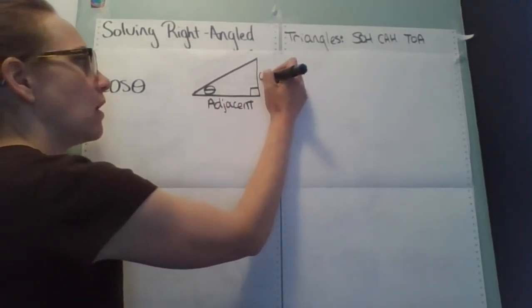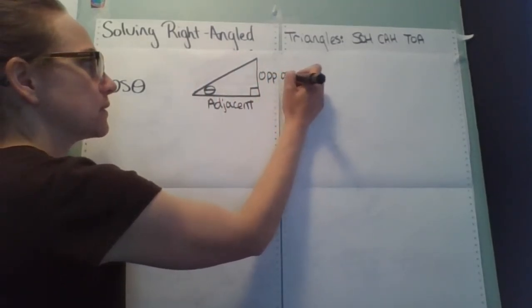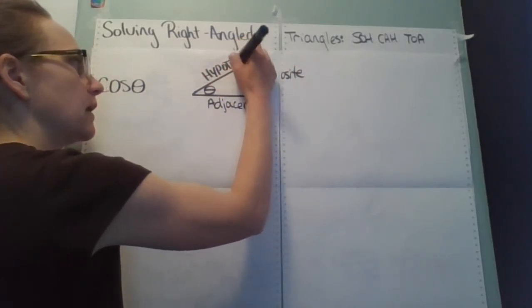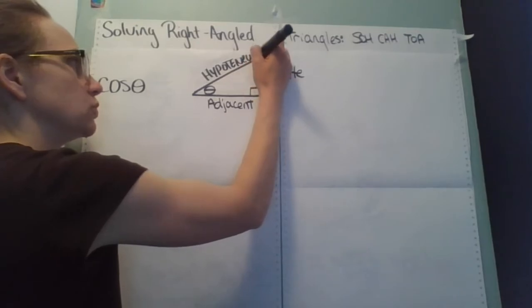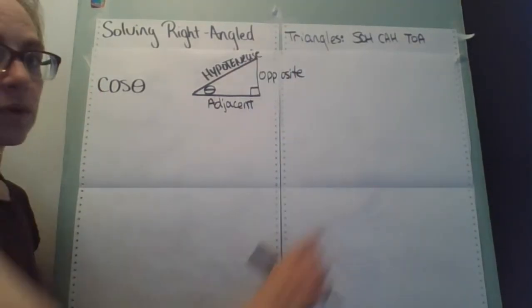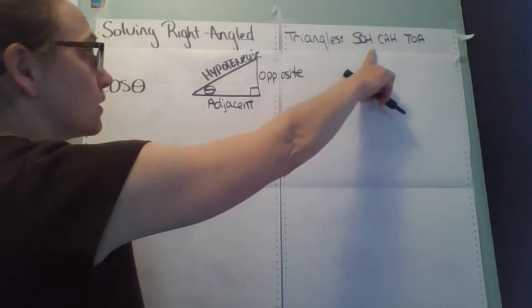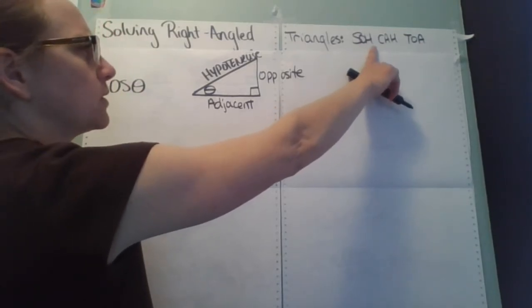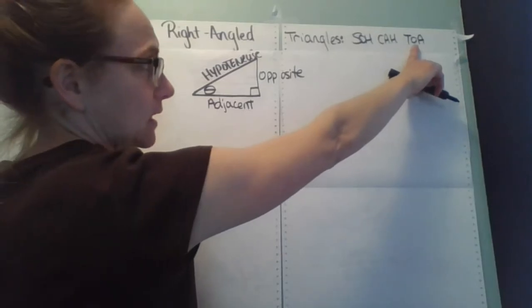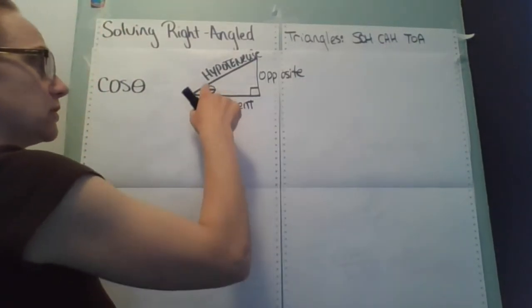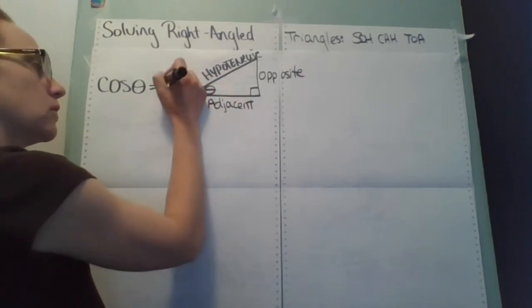Over here is my opposite. And my longest side is the hypotenuse. Okay? So we figured out that sine is opposite over hypotenuse. Tan, we did last class, is opposite over adjacent. So what's left? Adjacent over hypotenuse. Adjacent over hypotenuse.